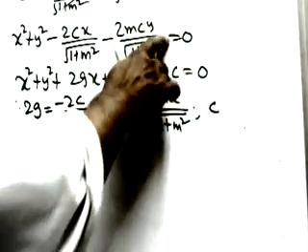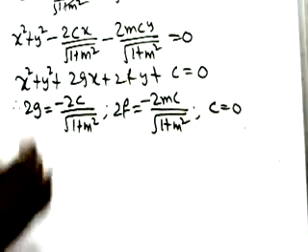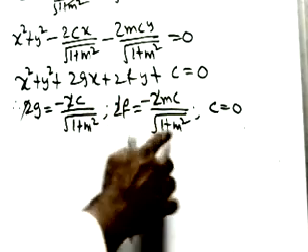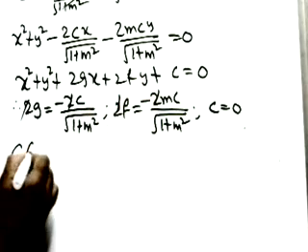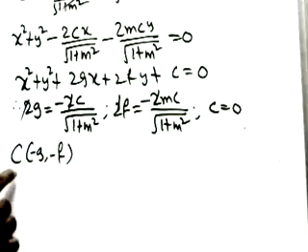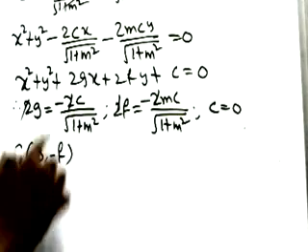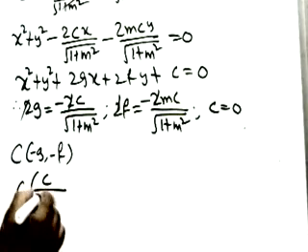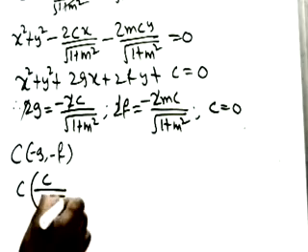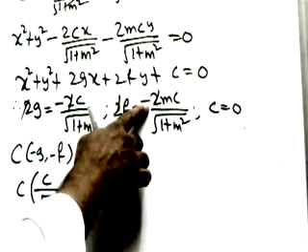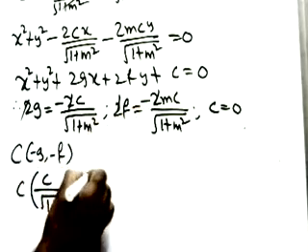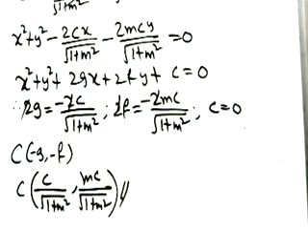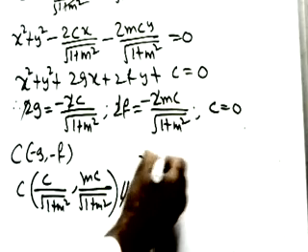Now watch carefully. If we don't have any constant here, the value of c we take as 0. This 2 will get cancelled, this is the value of g. This 2 will get cancelled, this is the value of f. Let me find center. Center is minus g comma minus f. We denote it by center. Minus g means minus 1, this will become plus c by under root of 1 plus m square, minus f, again minus into minus plus mc by under root of 1 plus m square. So we got the value of center.